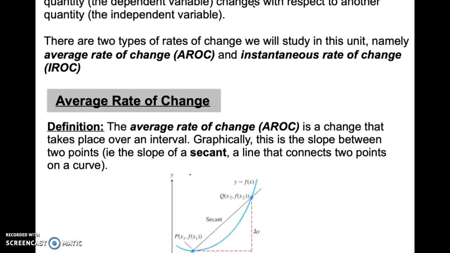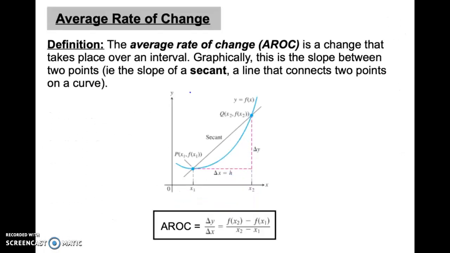So the first one here is the average rate of change. The average rate of change is a change that takes place over an interval. Graphically, it is the slope between 2 points, which is also known as the slope of a secant. So here we have 2 points. We have point P, which is (x1, f(x1)), and we have point Q up here, which is (x2, f(x2)). If we're finding the slope of the secant, which is the line going through points P and Q, we're really just finding the slope of a line.